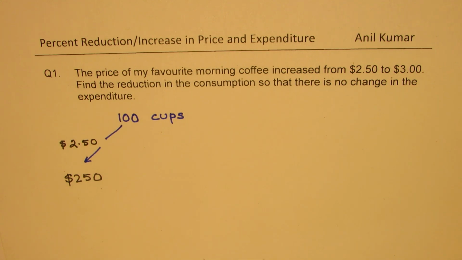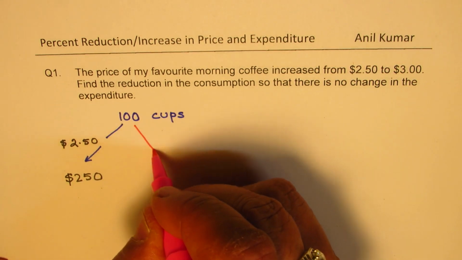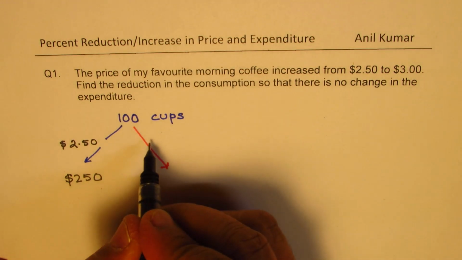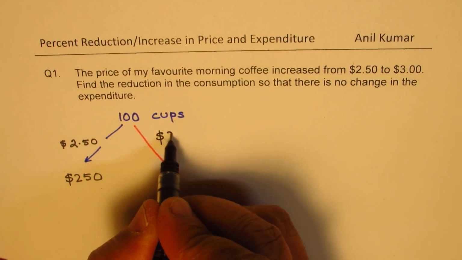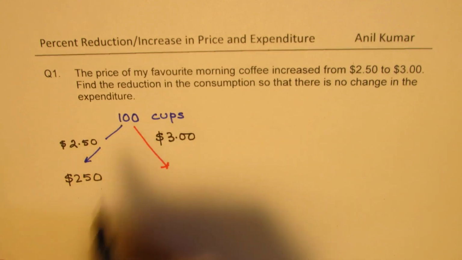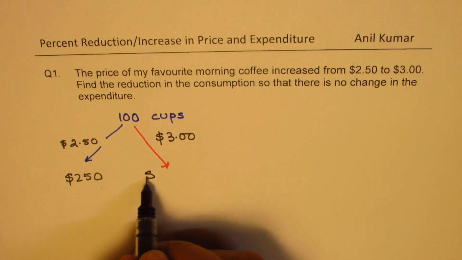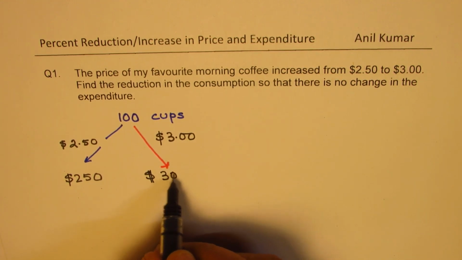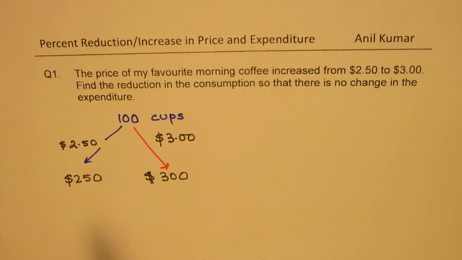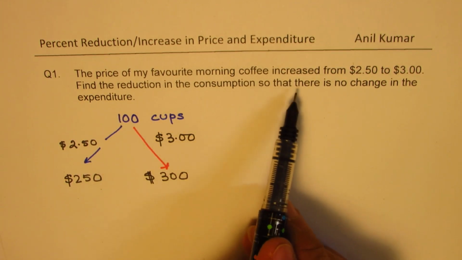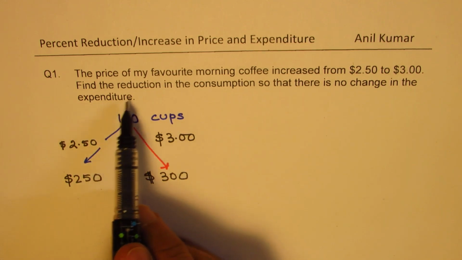But now all of a sudden, what happens? Well, there is a hike. And instead of $2.50, we are now paying $3 for each cup of coffee. So these 100 cups are going to cost us not $250 but $300. That is what we say. Find the reduction in the consumption so that there is no change in expenditure.